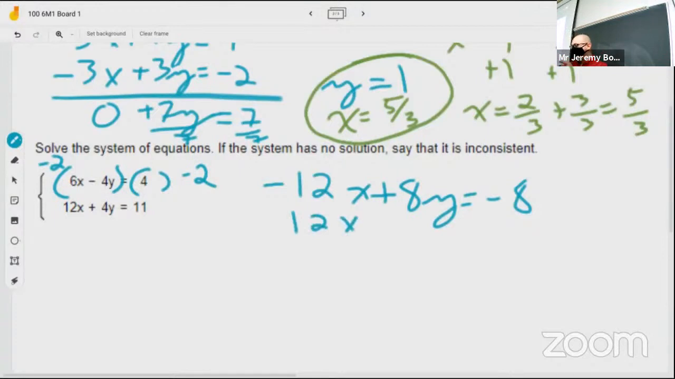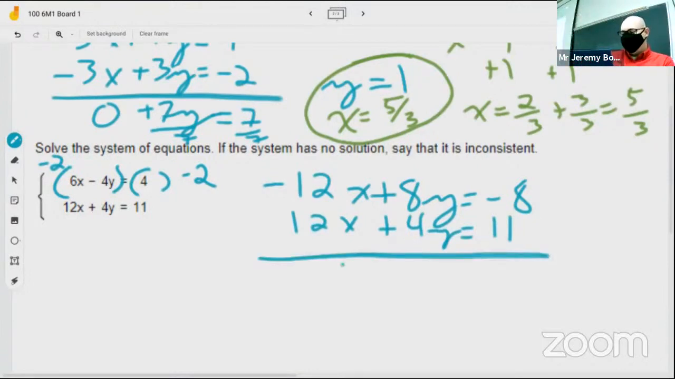Can't you just eliminate it from the beginning? That's what I did. You could, right? So that is another way. Let's see if we get the same answer. We should. So 12x plus 4y equals 11. And so if we add that up, we'll get what? 0x plus 12y equal to 3.